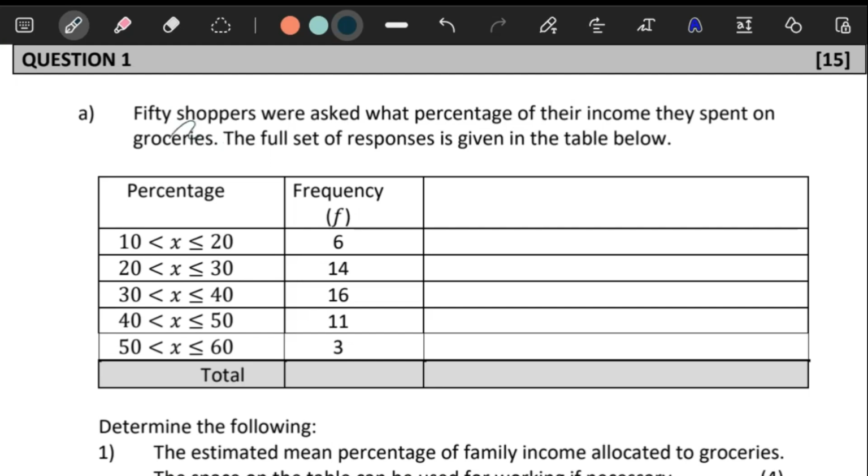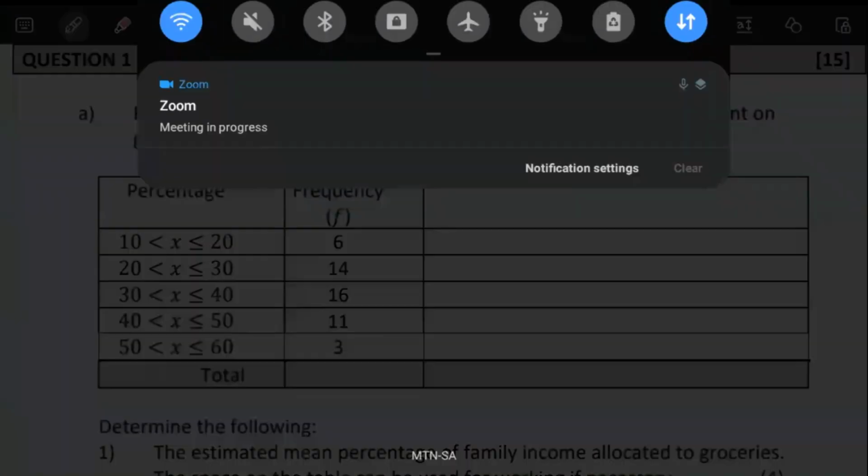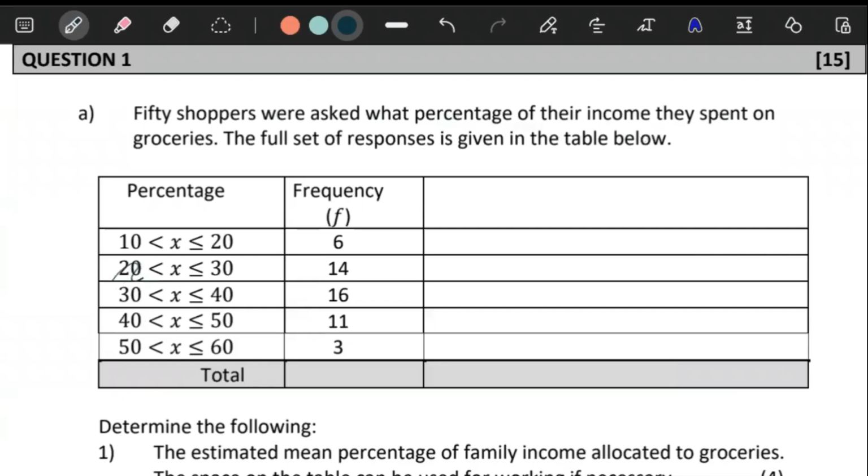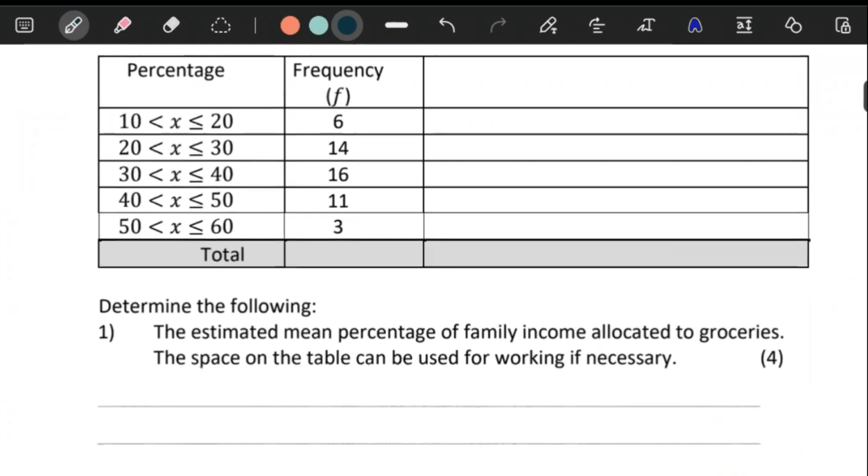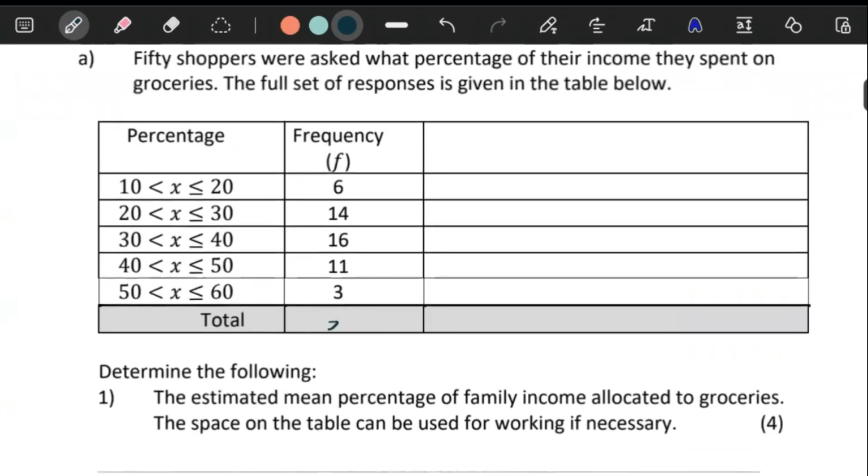But anyways, it says here 50 shoppers were asked what percentage of their income they spent on groceries. The full set of responses is given in the table below. So they said here, percentage between 10% to 20%, 20% to 30, 30 to 40, going on until 50 to 60. So we can see that these are the frequencies, right? And then, since they said the total is 50, we can put 50 over here.